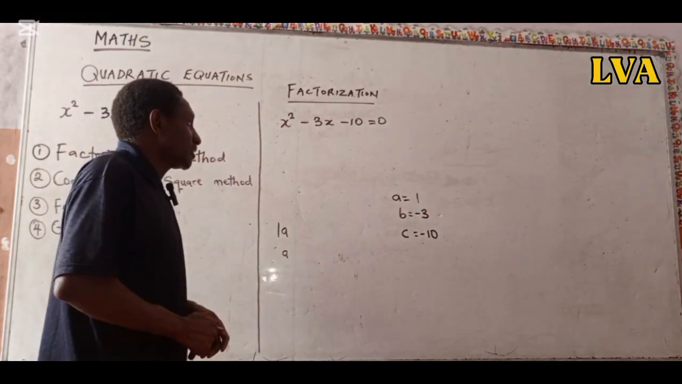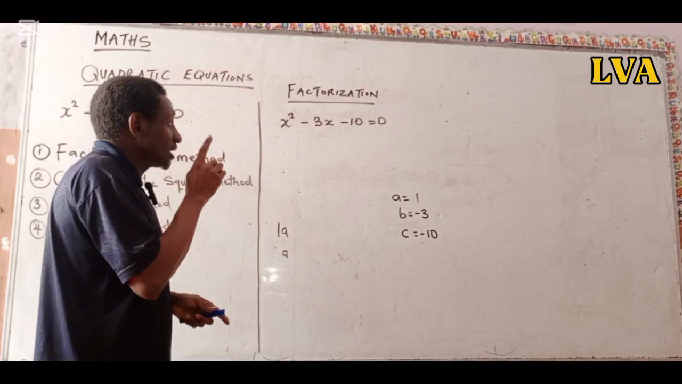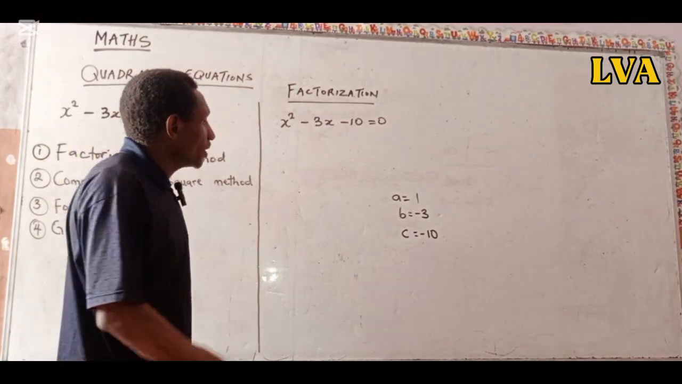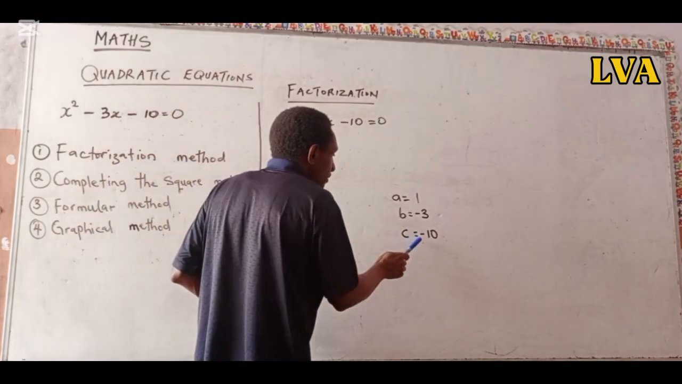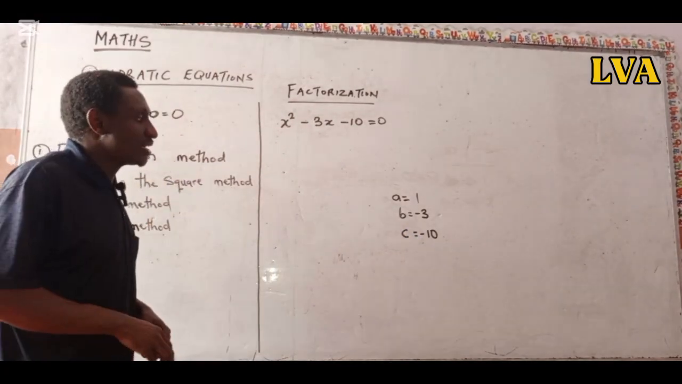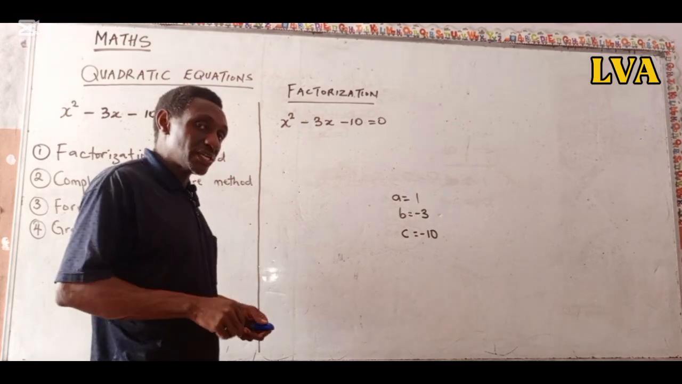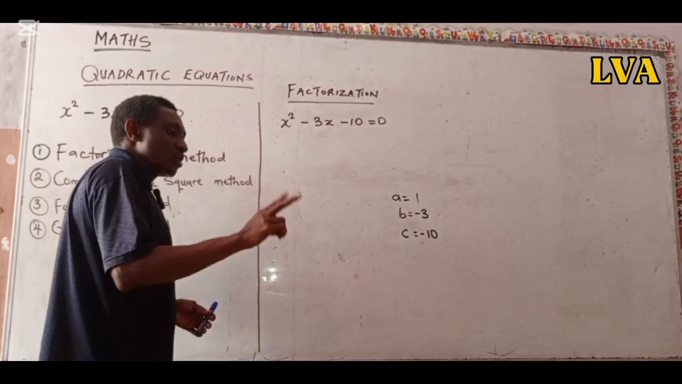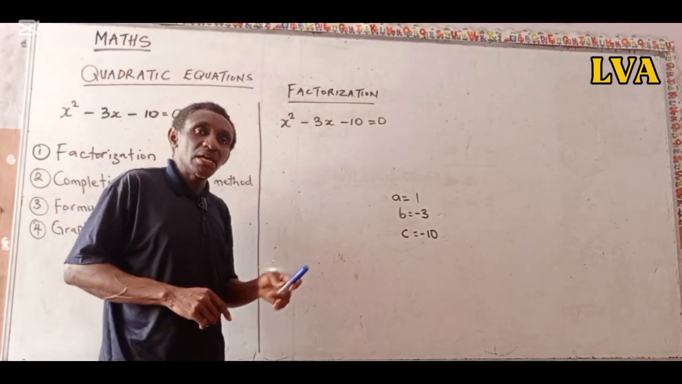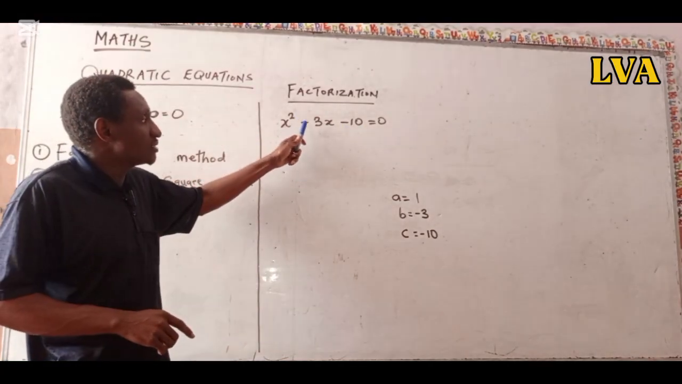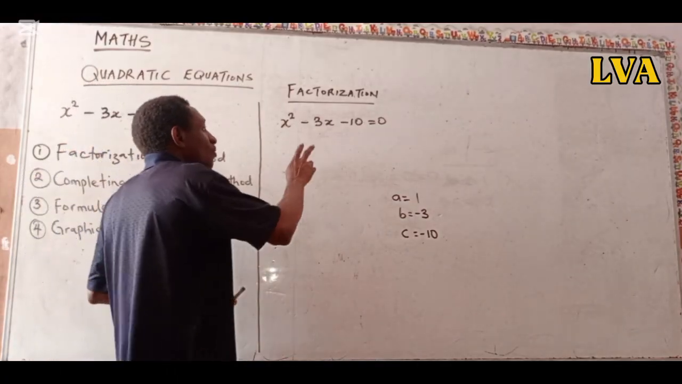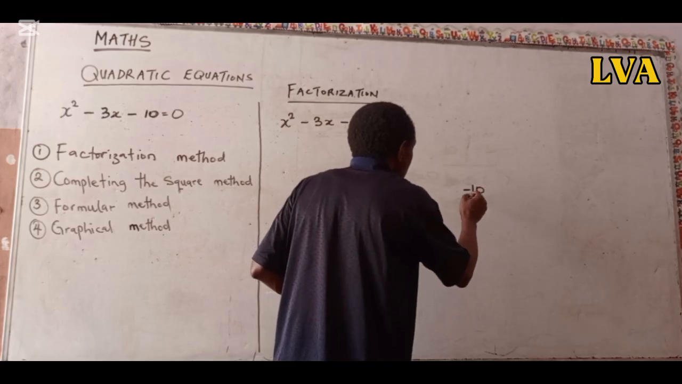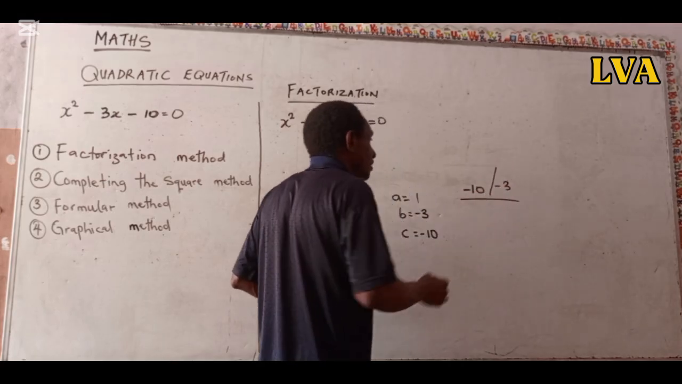Good. Now, in using factorization method, you're going to look at two numbers that when you multiply will give you your c. And at the same time, when you are not multiplying, you're either adding or subtracting, should give you b. So I'm looking for two numbers that when I multiply will give me minus 10, and when I'm not multiplying will give me minus 3. For example, what two numbers can give me minus 10, and at the same time will give me minus 3 when I'm not multiplying?